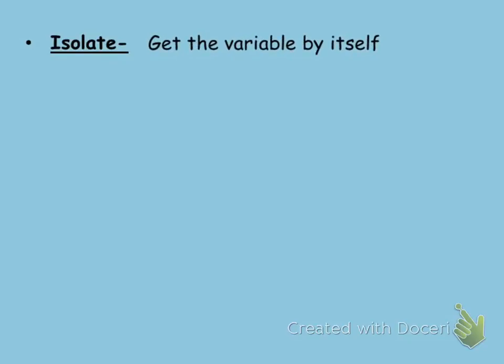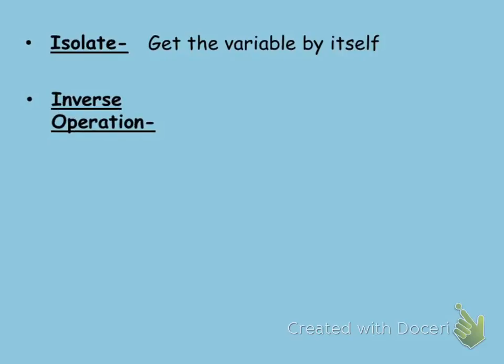All right, we have some vocabulary terms to look at. The first one, and you do need to write these down, is isolate. Isolate means to get the variable by itself. So I'm sure you guys have heard of putting someone in isolation. Like if they get really sick, they put them in isolation. That means they put them by themselves, right? Same thing in math. If we're isolating the variable, we're getting it by itself.